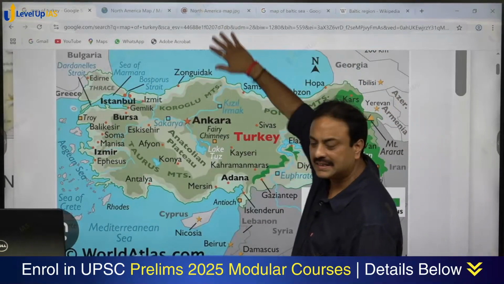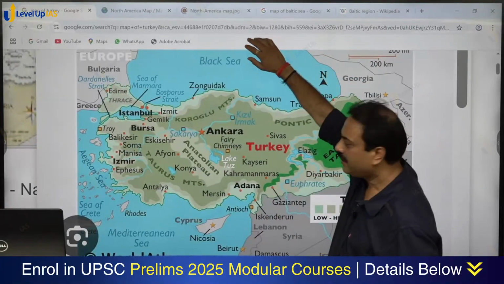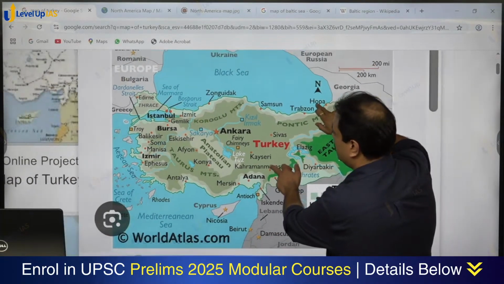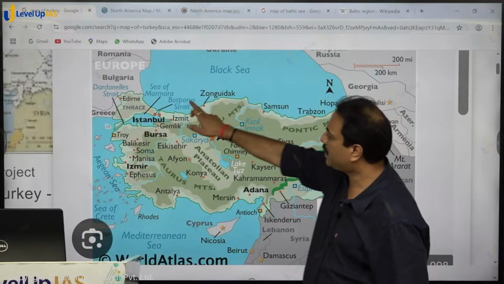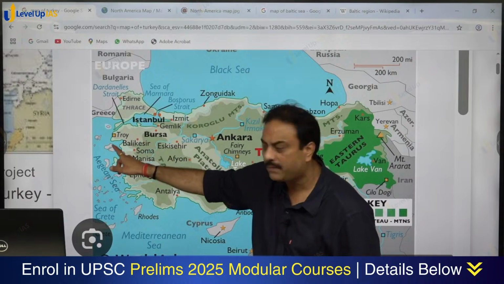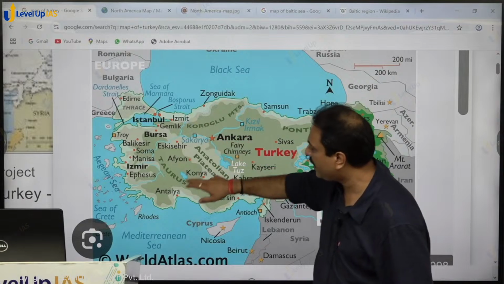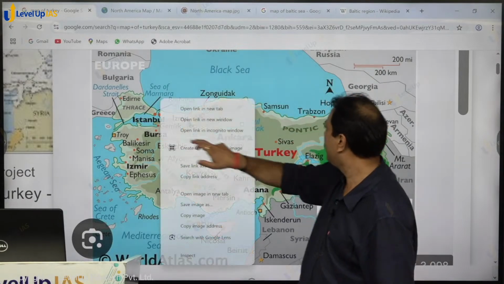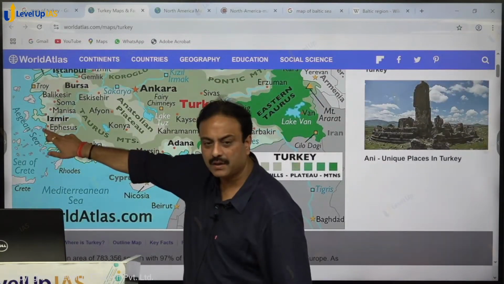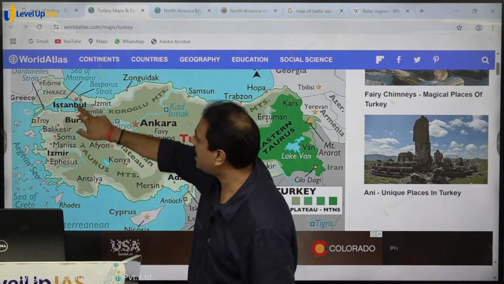See over here. This is Black Sea. Let me make it smaller, it is getting bigger. This is Black Sea. This is Bosporus Strait. Bosporus Strait connecting Black Sea to Sea of Marmara. Sea of Marmara connected to Aegean Sea, Strait of Dardanelles. This is Istanbul. This is Istanbul. Here you are having Bursa. Are you getting that? This is Izmir over here. Adana over here.